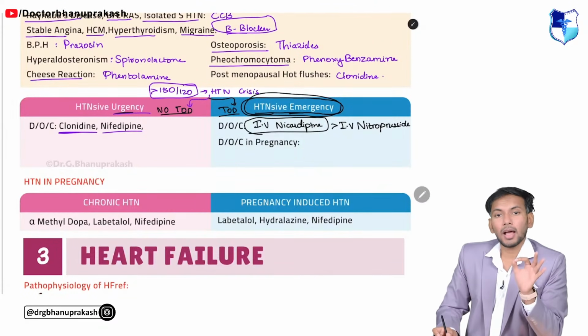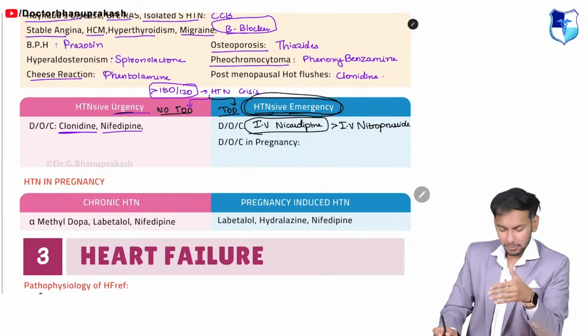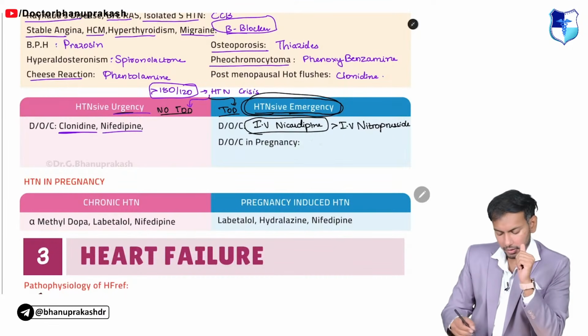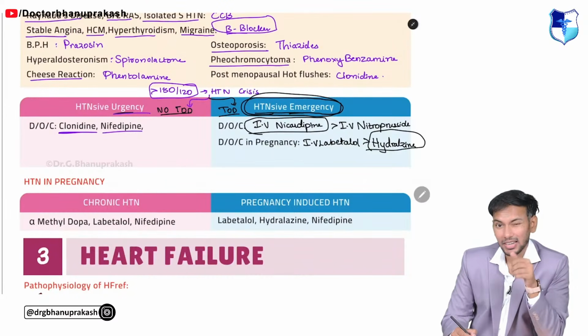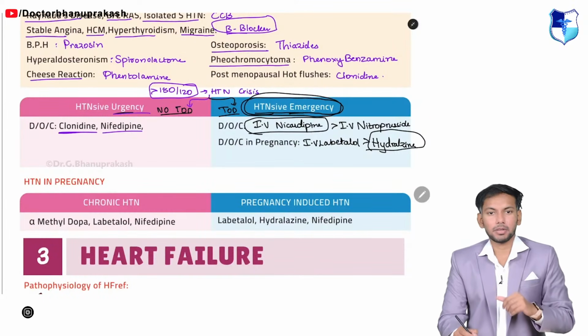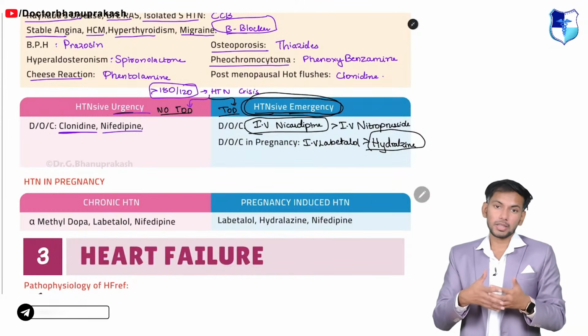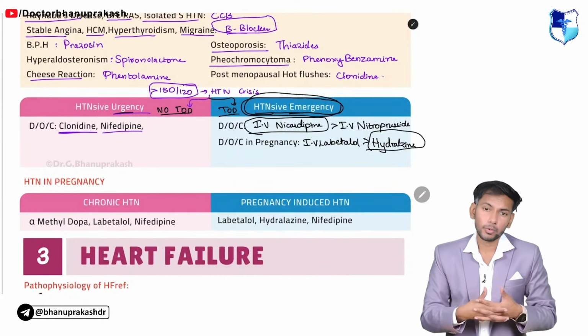But what about hypertensive emergency in pregnancy? In pregnancy, you cannot use this drug. The best one is IV labetalol. If this is not available, then you can use hydralazine. This is why I told you I'll talk about hydralazine in the hypertension chapter. Yes, hydralazine can be used in pregnancy. This is what I want you to remember.